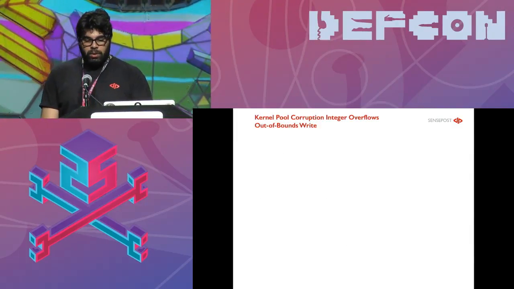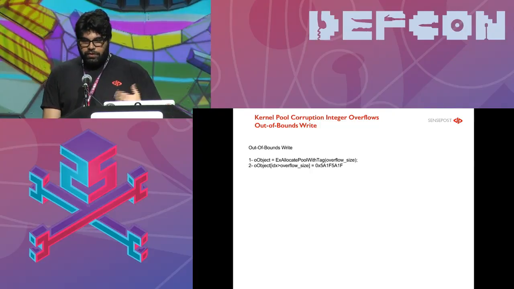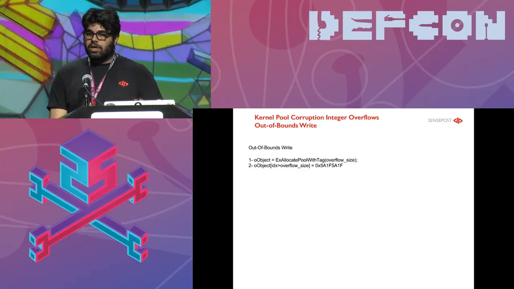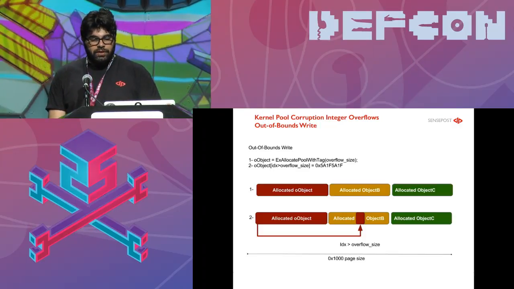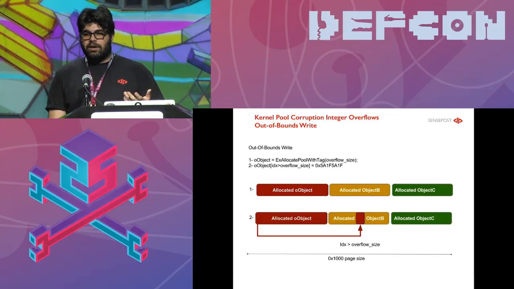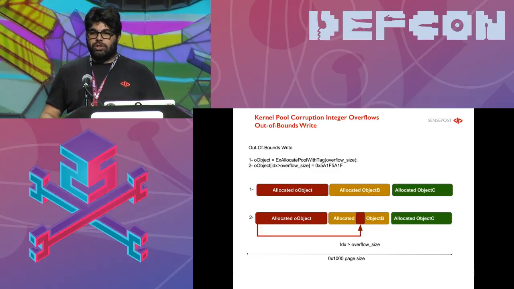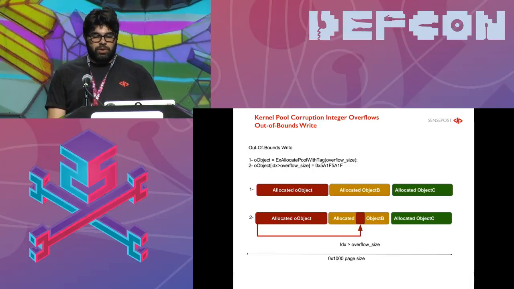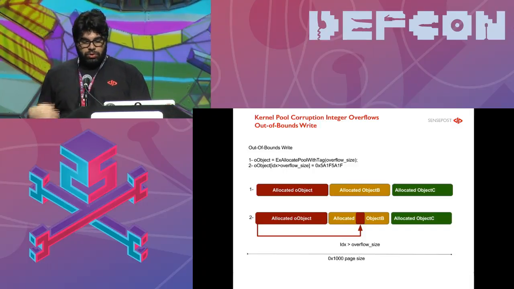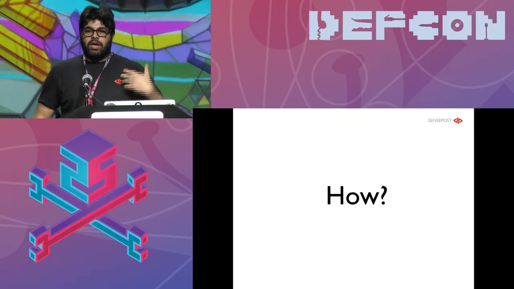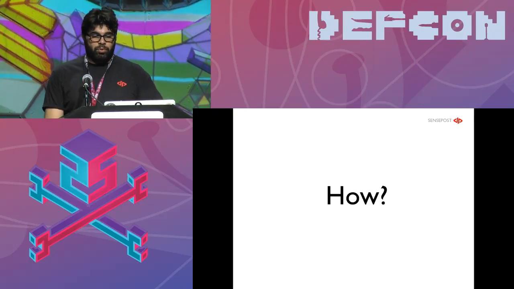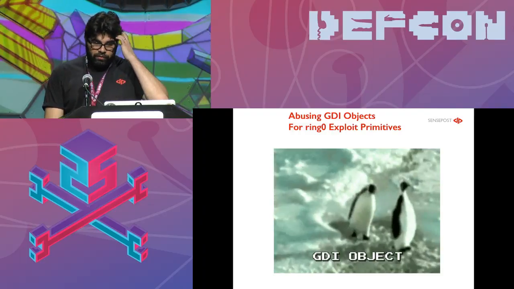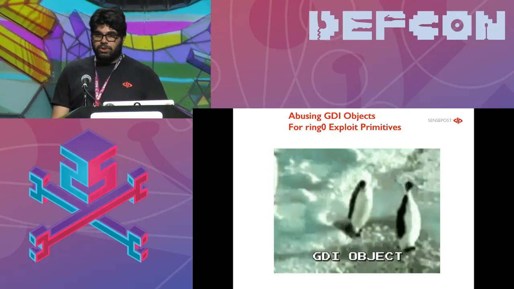The next one is out-of-bounds writes. If you think of an overflowed size that will allocate a smaller object, and then the function expects that object to be of a certain size and tries to write to a certain offset of it, it will effectively write this data in an out-of-bounds location beyond the allocated object size. Both of these, we'll see how we can exploit when we get to the exploitation part of the one days. And now I want to talk about how we are able to gain exploitation primitives out of these types of pool corruptions. One of the things that I'm going to focus on is the abuse of GDI objects.